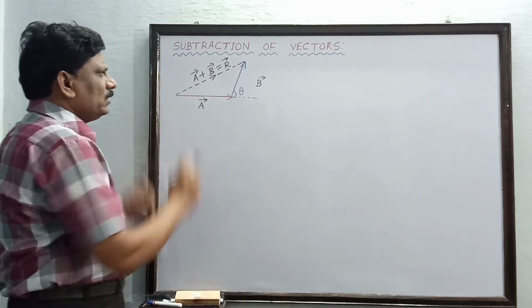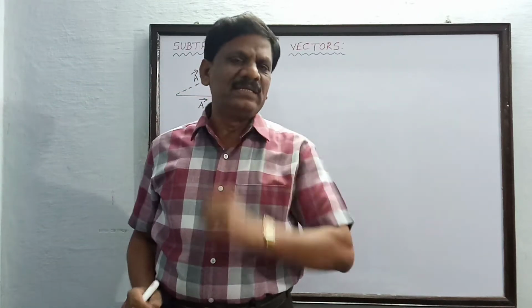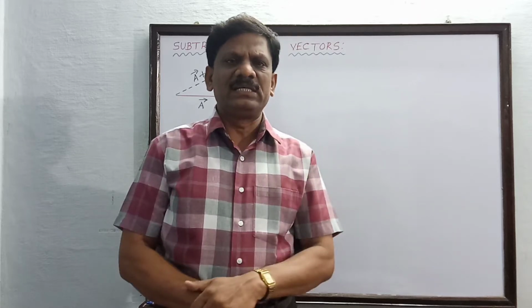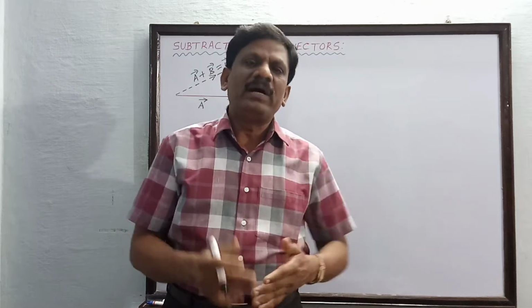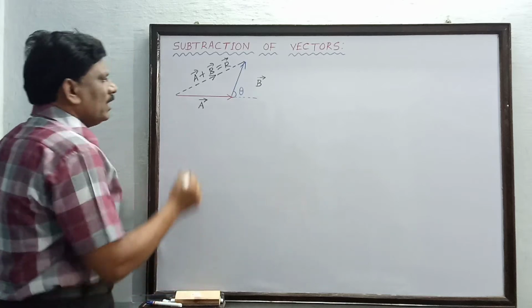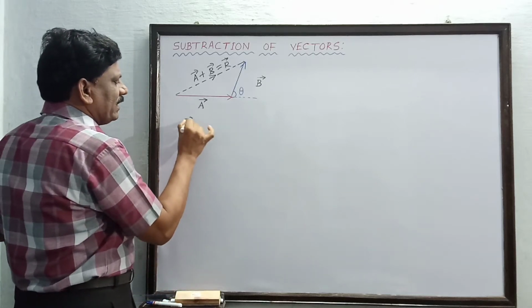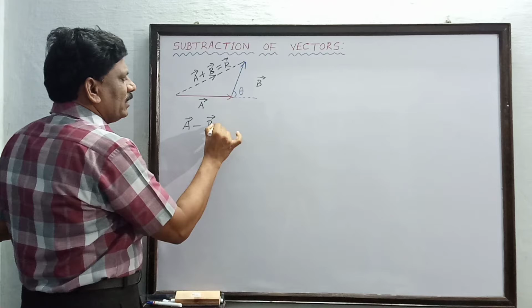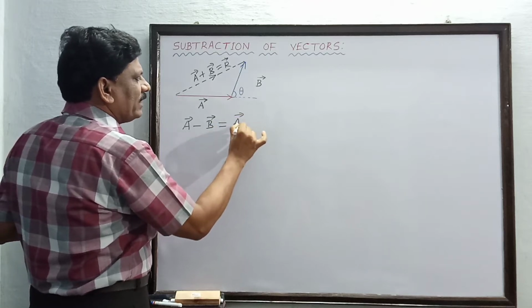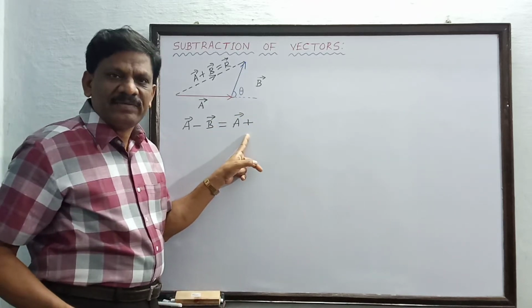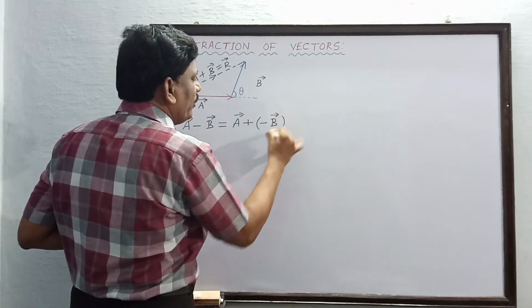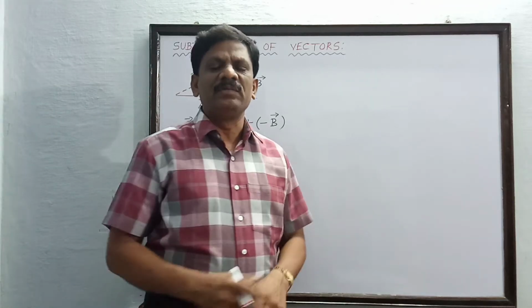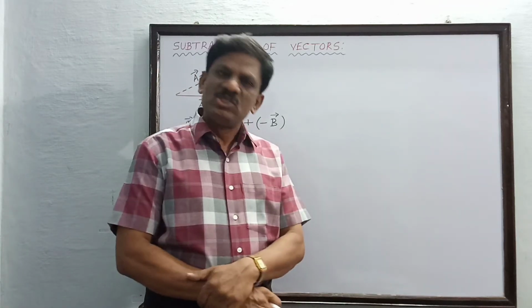Now if you want to subtract one vector from the other vector, there is no separate method called subtraction of vectors. We have to again go by the same lines of addition of vectors only. How? Let us see now. I am going to represent A vector minus B vector. That is also equal to A vector added with the negative of B vector. This is the method by which we can do the subtraction of two vectors.